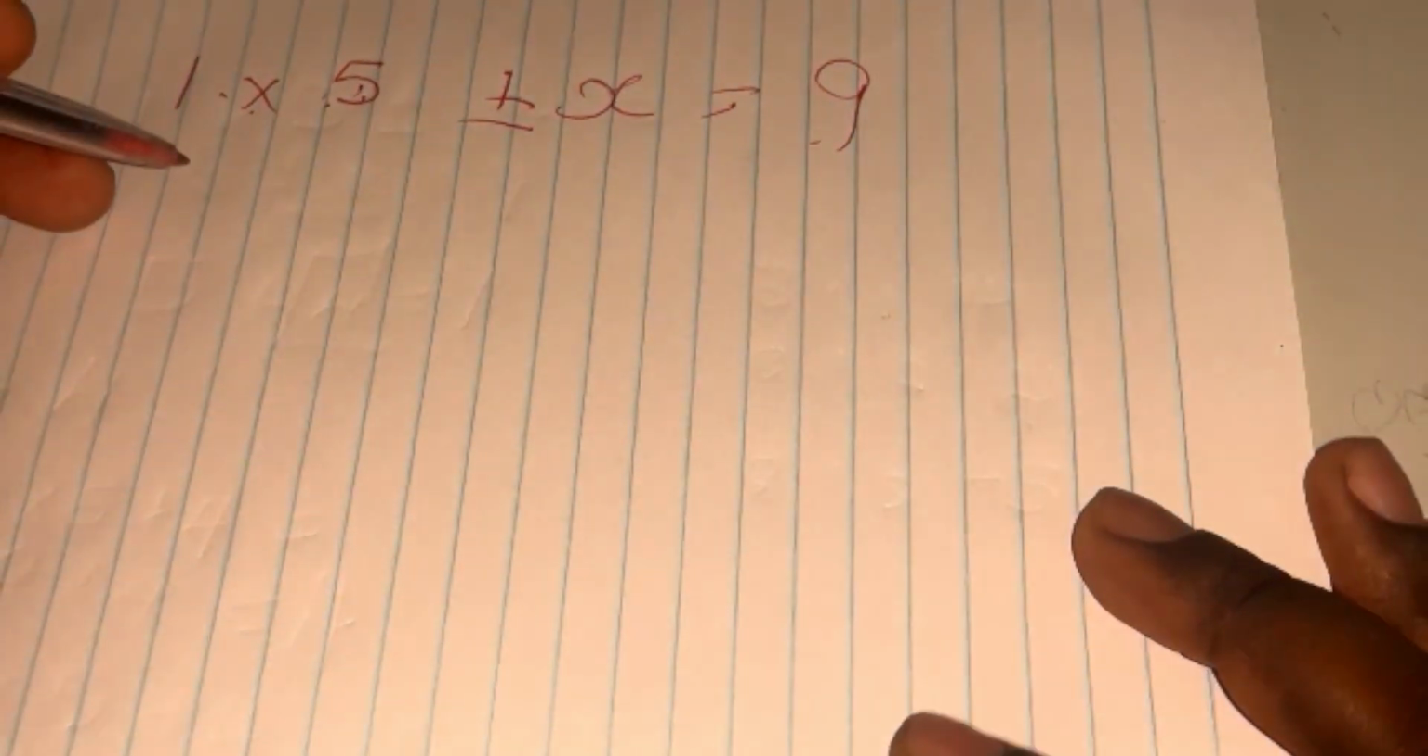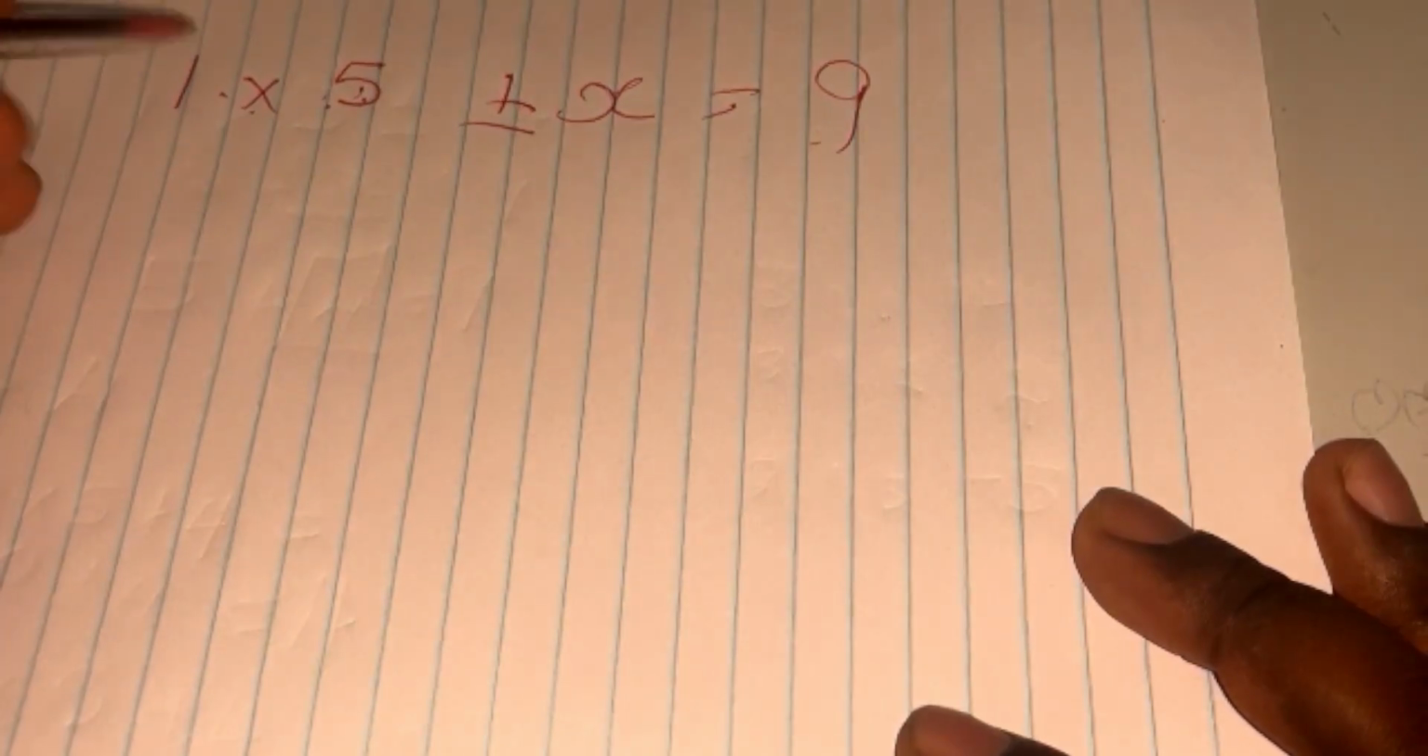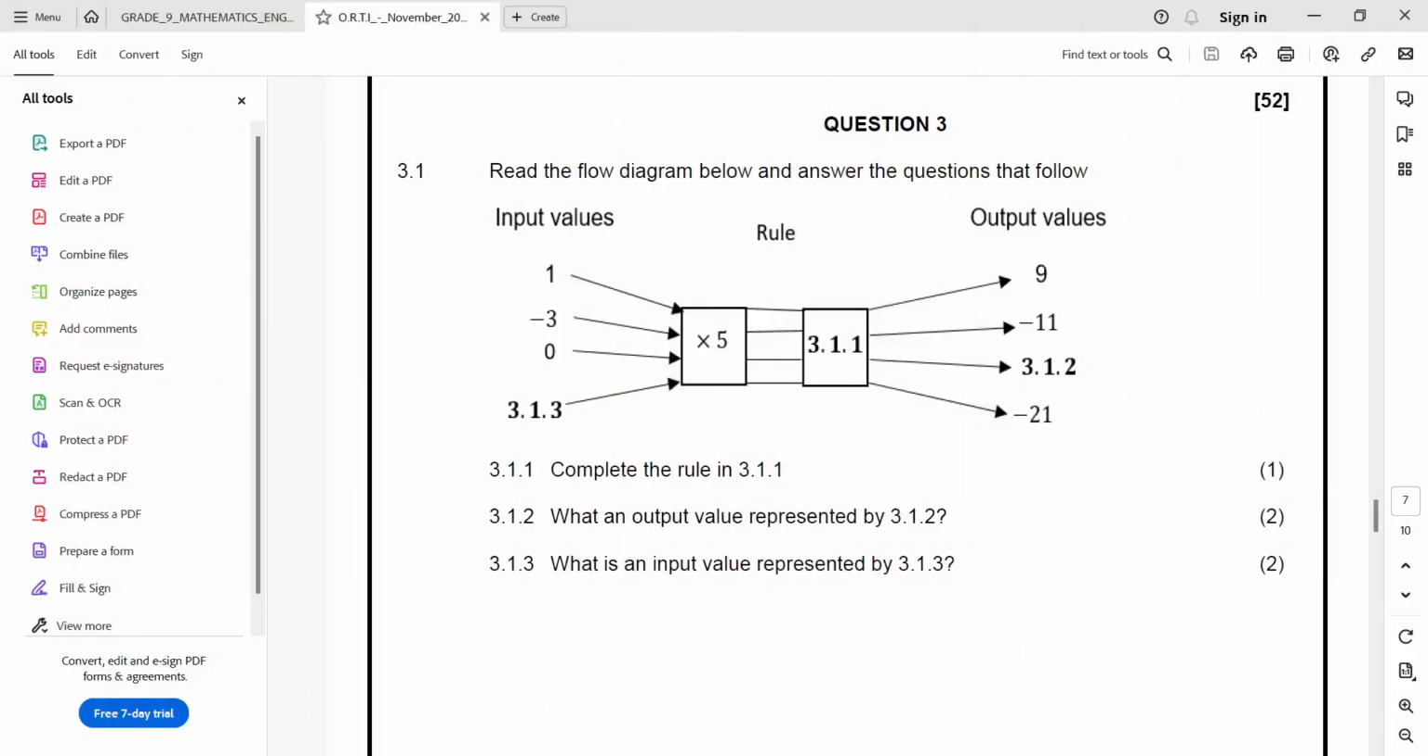So, when I input 1, I will get output 9. Let's go back to the question. When we input -3, we get -11. When we input 0, we get an unknown. When we input an unknown, we get -21. Let's solve the first question. Complete the rule in 3.1.1. So how do we complete the rule?